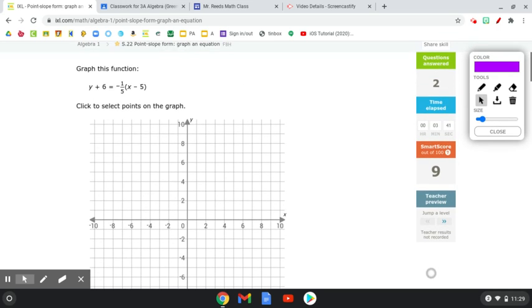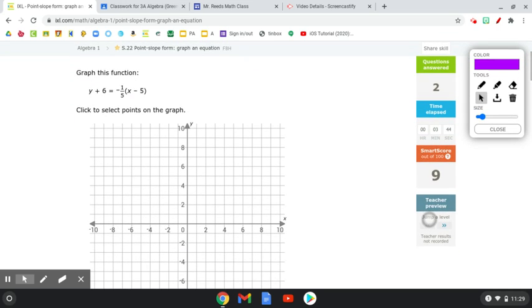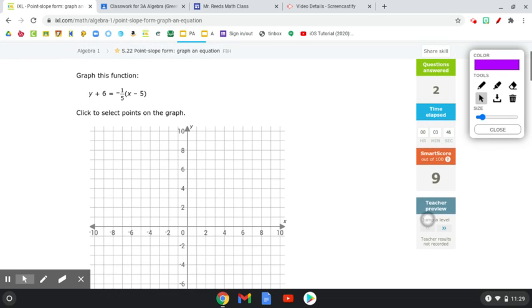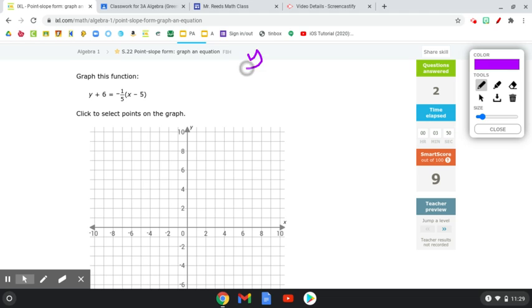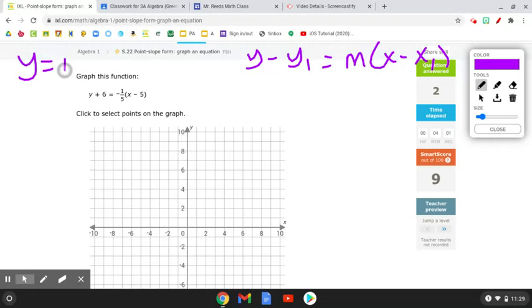So this is S.22 point slope form, and we're going to graph an equation. Point slope form is y minus y1 equals m times x minus x1. What we're going to do here is change this equation into slope-intercept form, which is y equals mx plus b, and then we're going to graph, because we have graphed from this before. We're good there. So what we're going to do is solve for y.